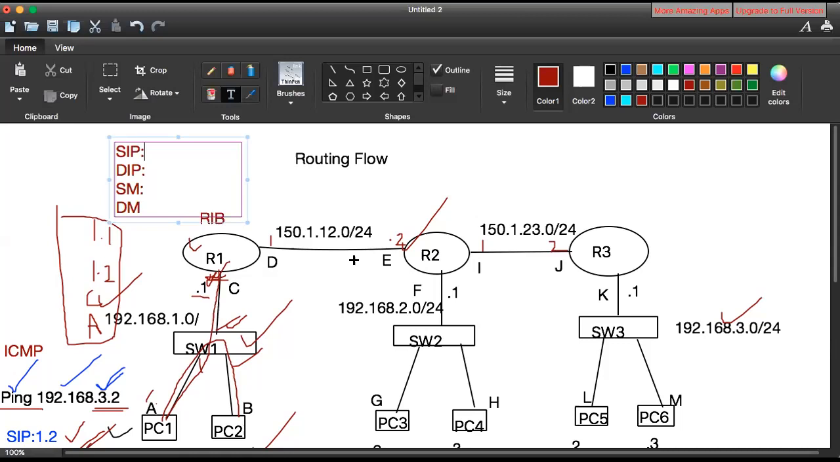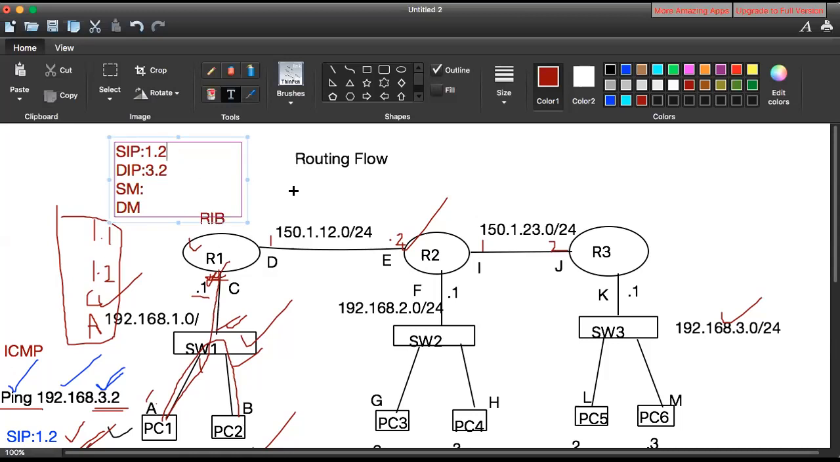Source IP is going to be still 1.2. Destination IP is going to be 3.2. But yes, in case you are using NAT in R1, saying that this is a private IP, it cannot go outside, I have an IP address to which it would be translated, and that IP would be used. So just add that scenario as well in this.